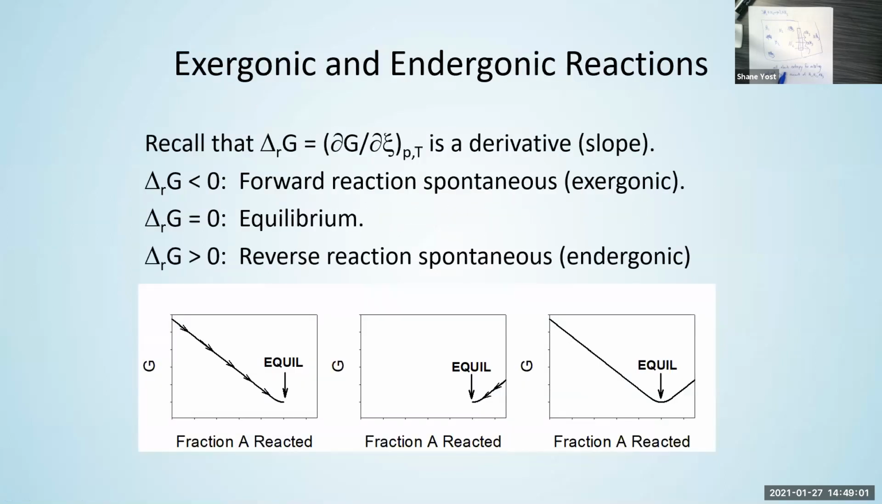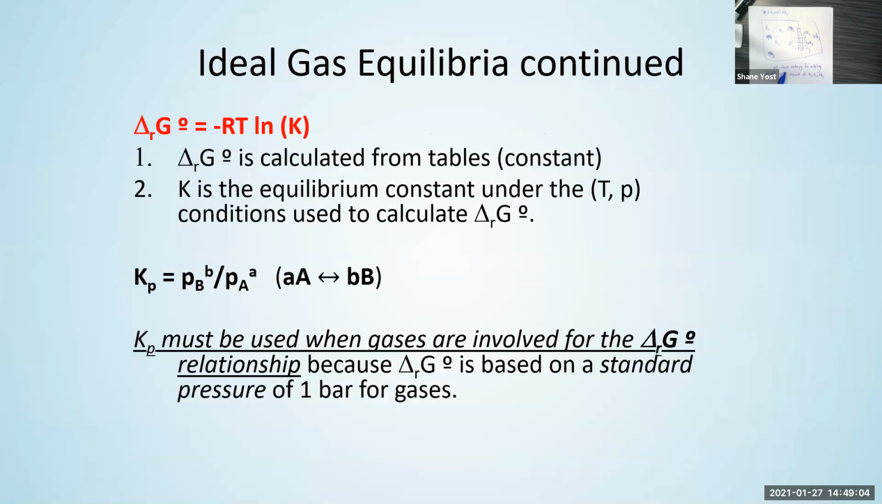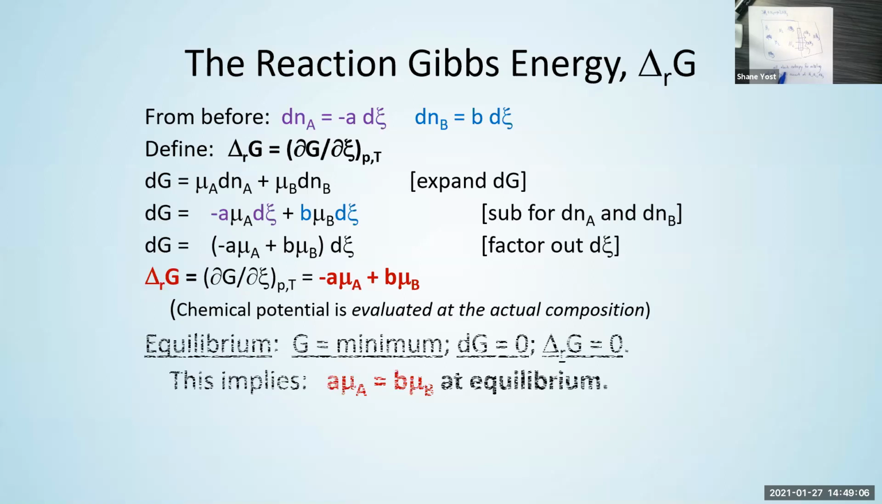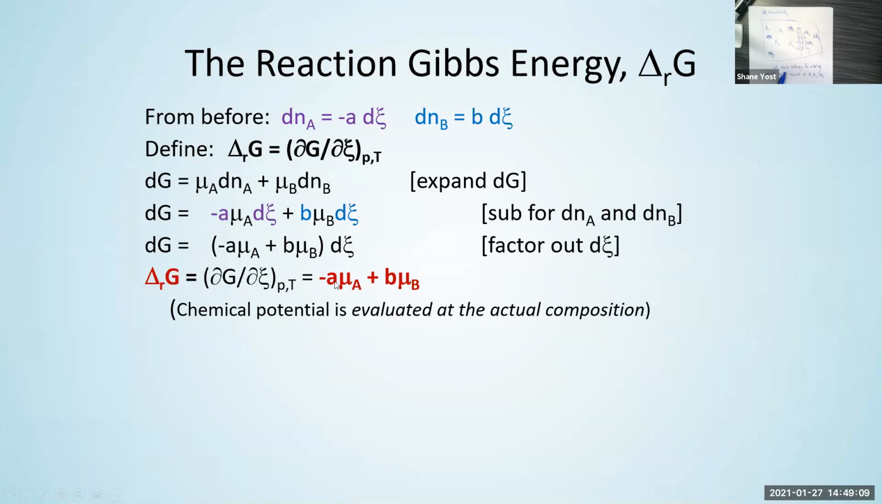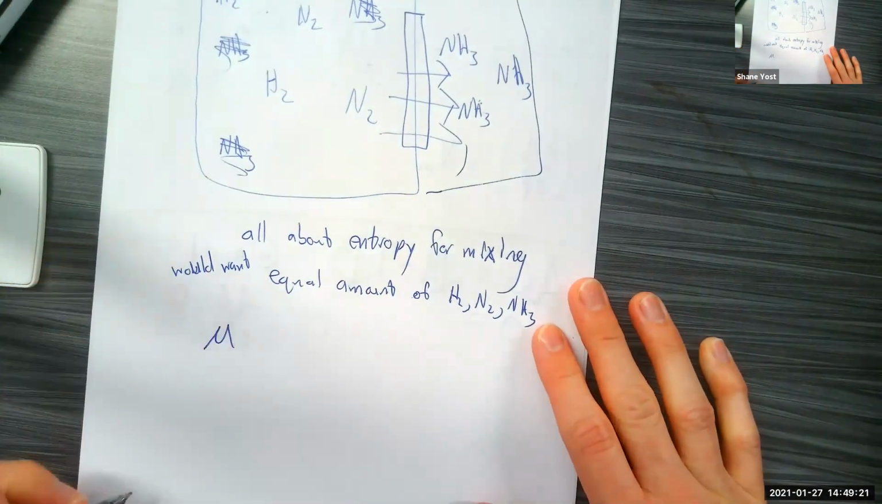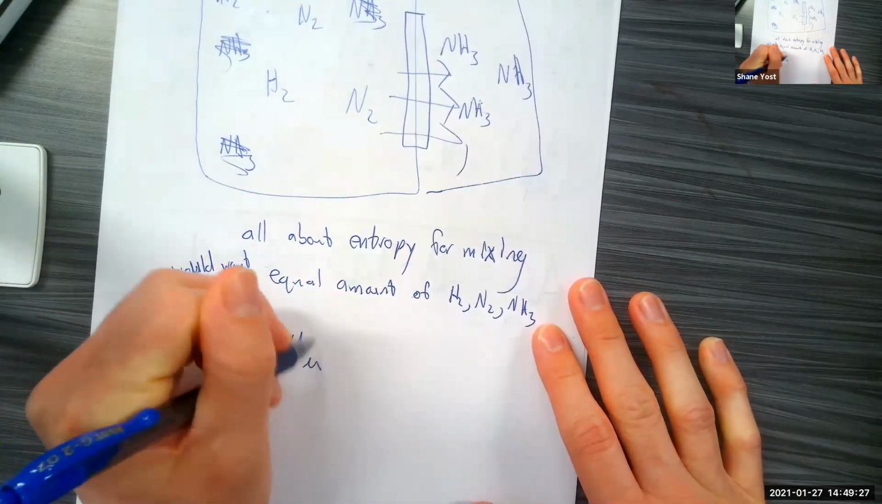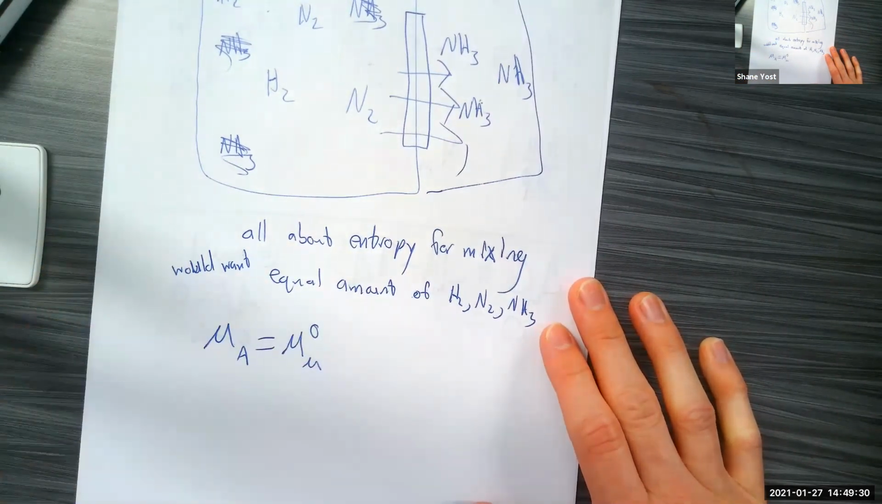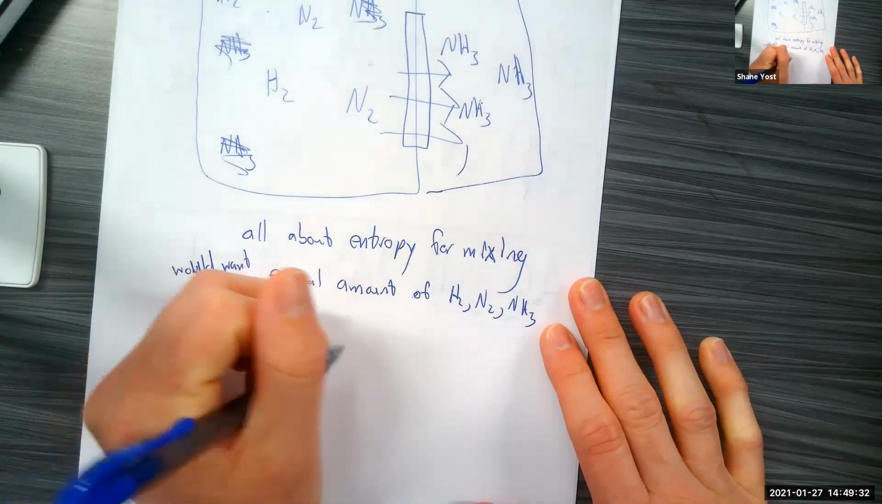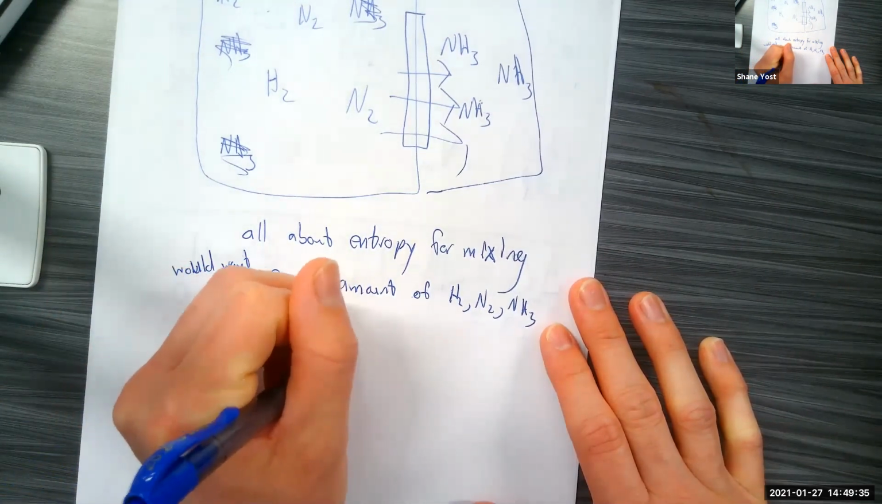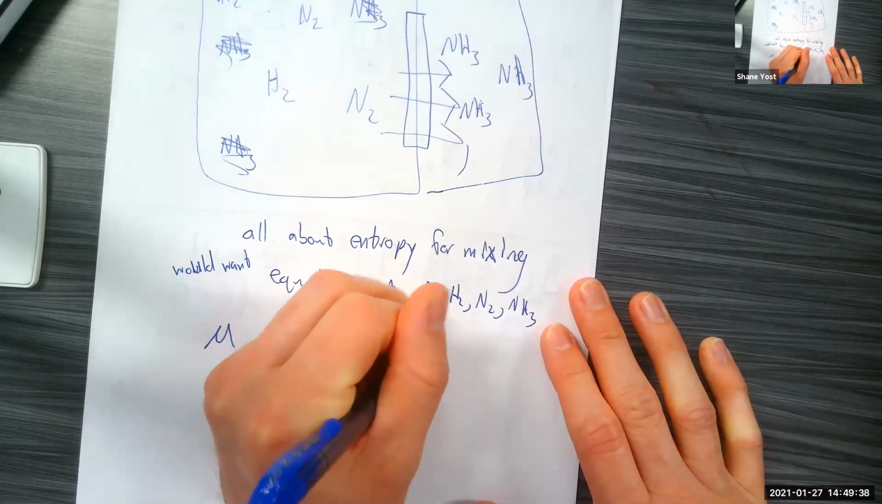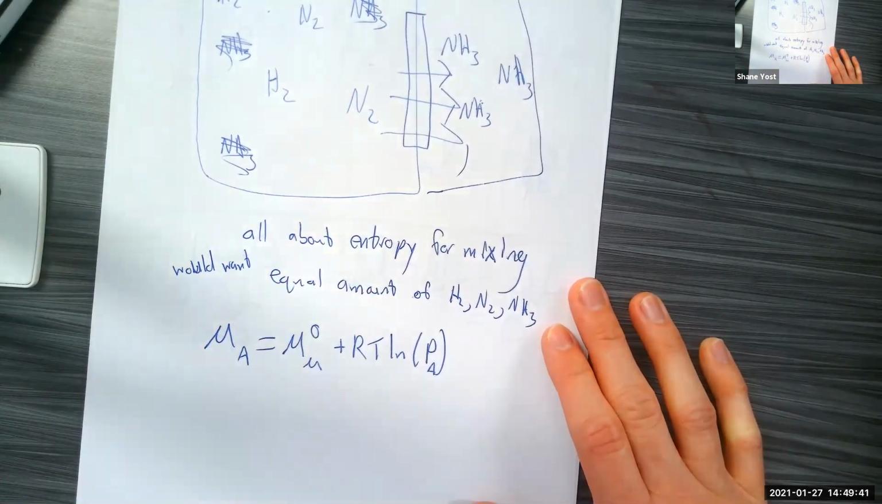So I kind of got rid of that slide that relates delta G of the reaction with the equilibrium constant. So we have this relationship here, delta G of the reaction is related with mu A and mu B. I'm not going to go into detail in this class, but basically the chemical potential of some compound A is related with its standard chemical potential, at 1 bar pressure and 1 molar concentration, plus RT ln of the pressure of A.